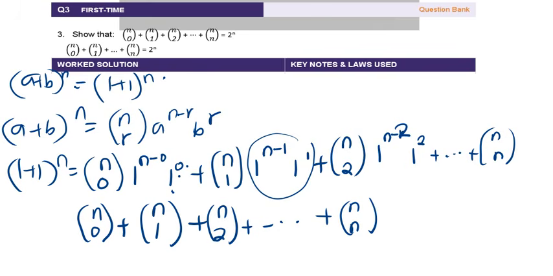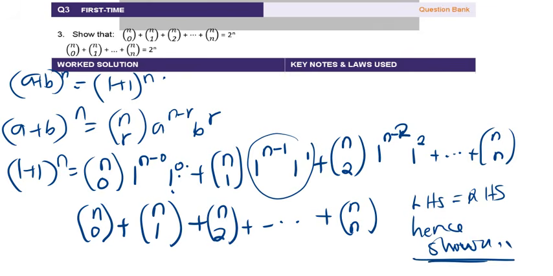At this point, you just say the left hand side is equal to the right hand side, hence shown. I believe at this point you cannot fail to prove any binomial identity. I believe so.